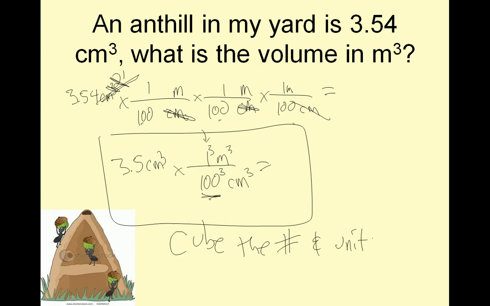So make sure that the numbers go with the units. And if it was squared, you would square the number and the units. So 3.54 divided by 100 cubed is 3.54 e negative 6 meters cubed. That's an anthill. Let me tell you.